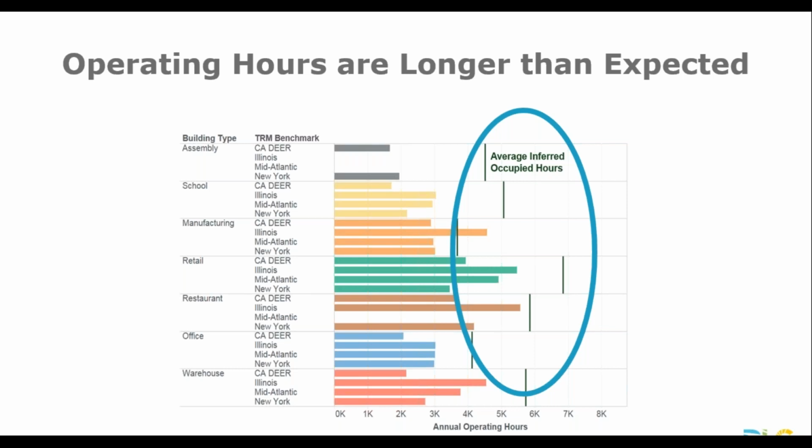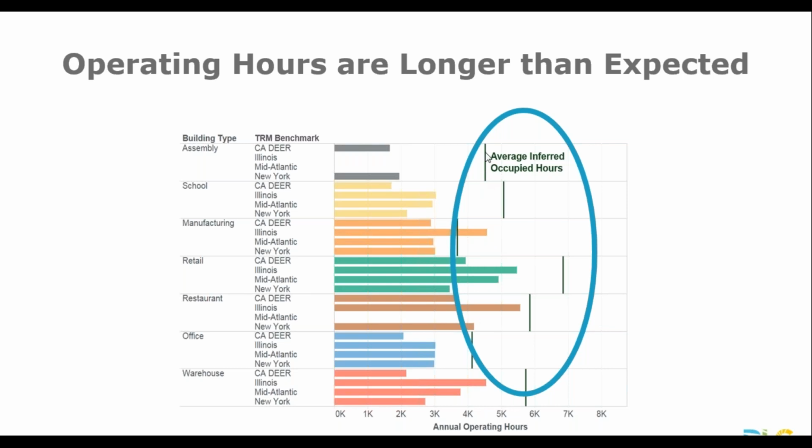And so then if you look at the different building types along the vertical axis, for instance, for assembly, you can see the TRM benchmark. For assembly, there was only a reference for California DEER and for New York. But for instance, the California DEER reference says that assembly buildings are occupied around 1,800 annual operating hours. Let me see if I can use my mouse. There we go. That's around 1,800 versus what we found for the assembly buildings in this study. We found they were up around 4,500 hours.